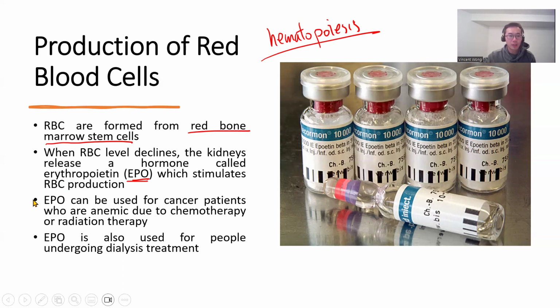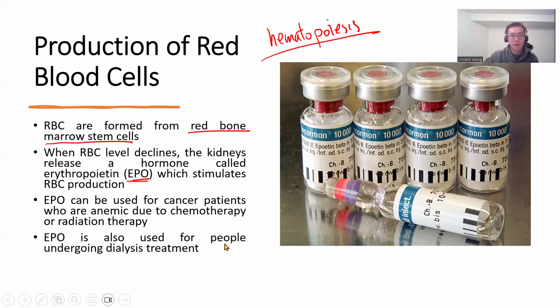Pharmaceutical companies can make EPO in a bottle, and then sell it, and it is used for cancer patients. I told you, cancer patients undergoing chemotherapy or radiation therapy are typically a little bit anemic, because their bone marrow is being suppressed. So you give them a shot of EPO to boost red cell production.